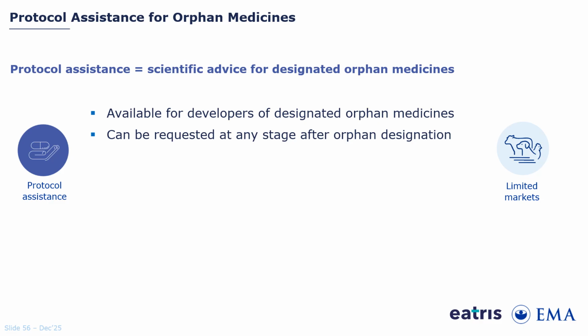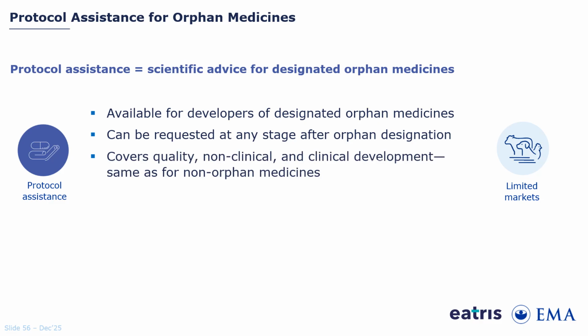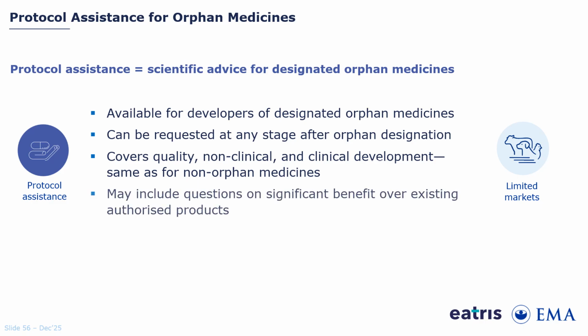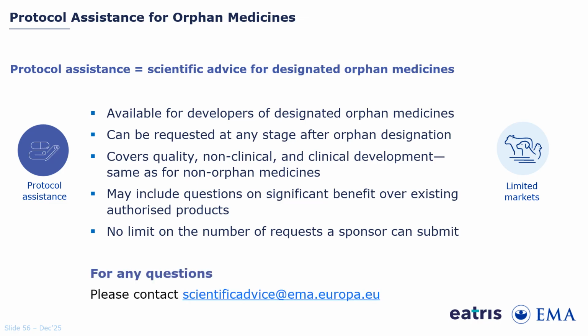During protocol assistance, sponsors can raise the same type of questions regarding the quality, non-clinical and clinical development of orphan medicines, as for non-orphan medicines. Protocol assistance can include questions on the demonstration of significant benefit if other authorized products exist. There is no restriction on the number of times a sponsor can request protocol assistance. For any questions, you can contact scientific advice at ema.europa.eu.